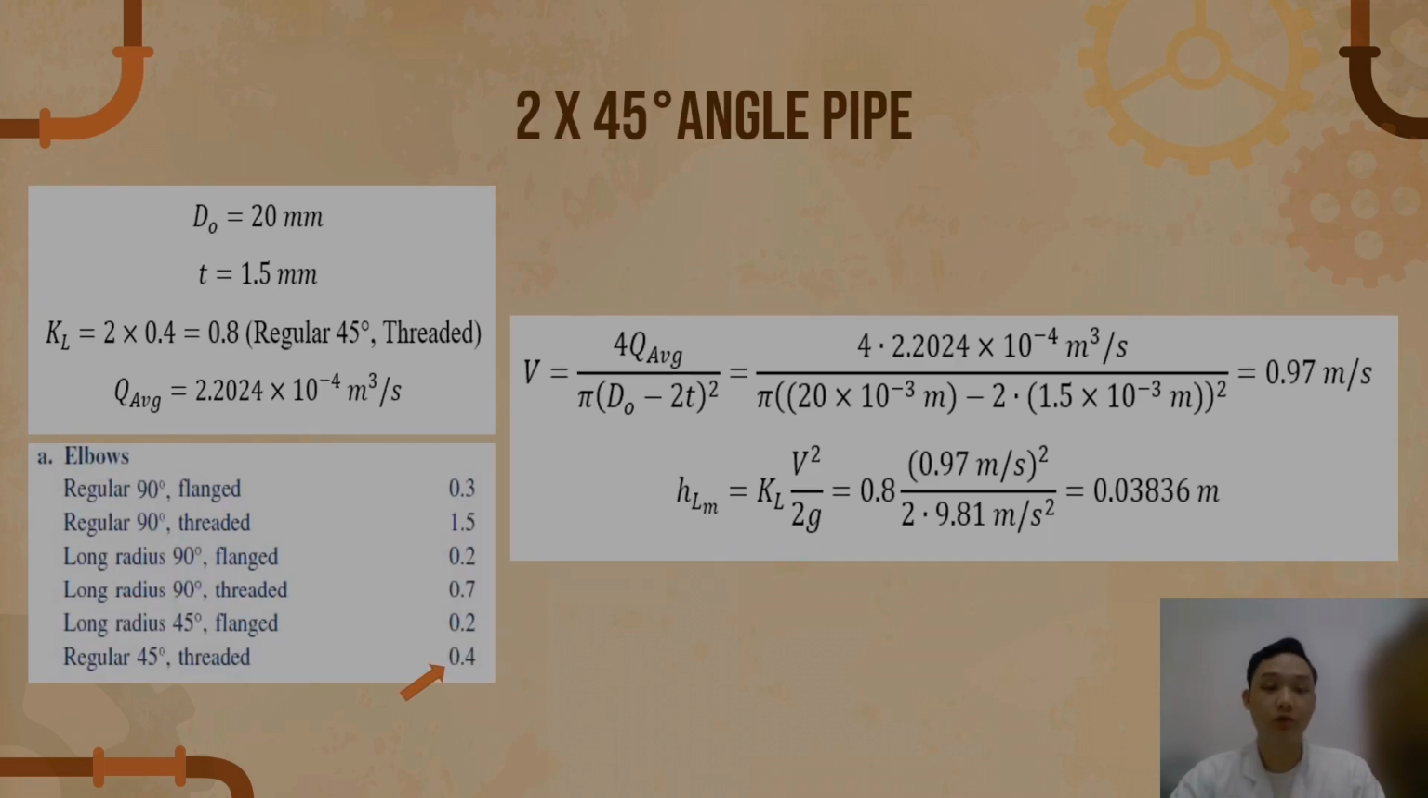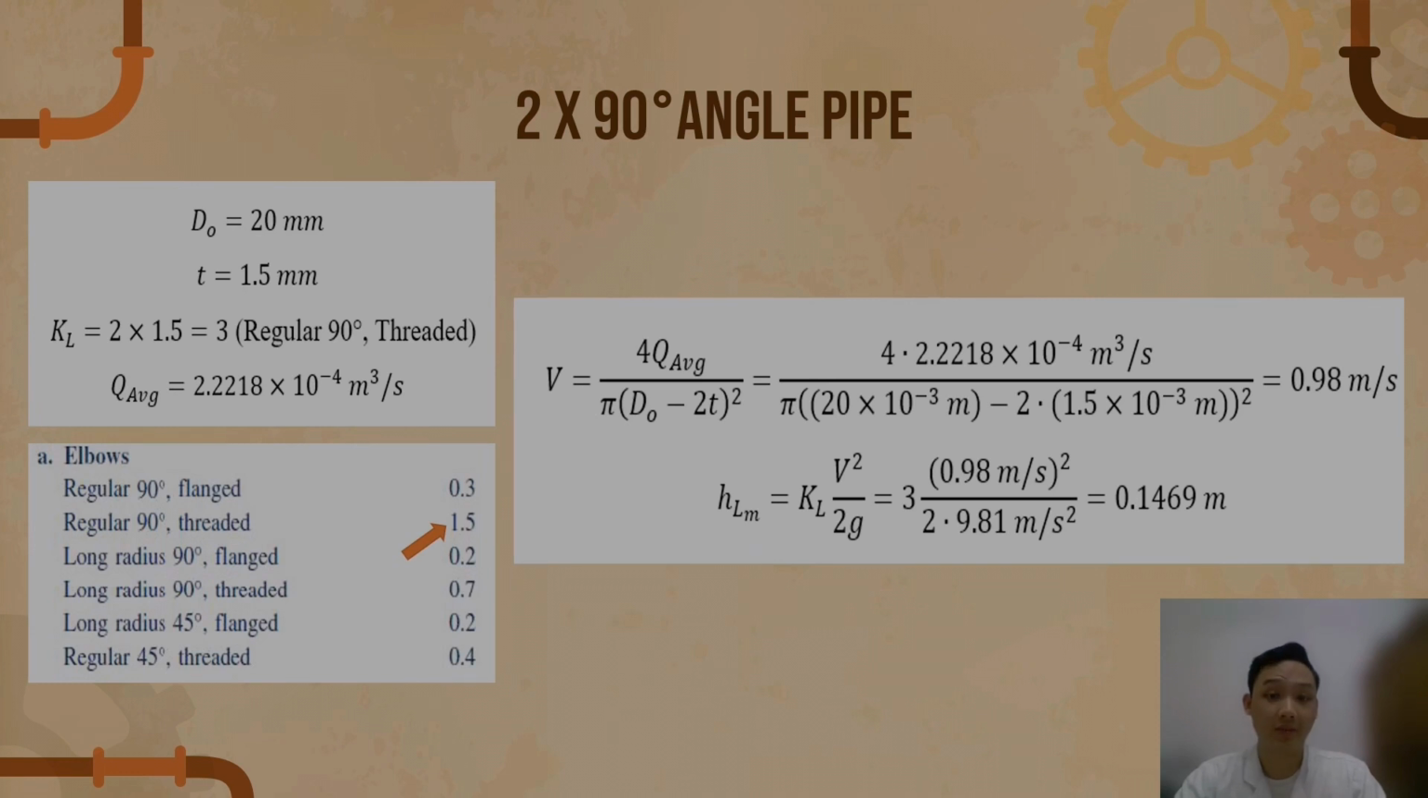Next is the 2 times 45 degree angle pipe. Here we'll use the regular 45 degree threaded elbows with a KL value of 0.4, but since we are using two of these 45 degree pipes, we need to multiply our KL by 2. So the KL value for this calculation is equal to 0.8. And from the calculation that we did, the HLM value is 0.03836 meters.